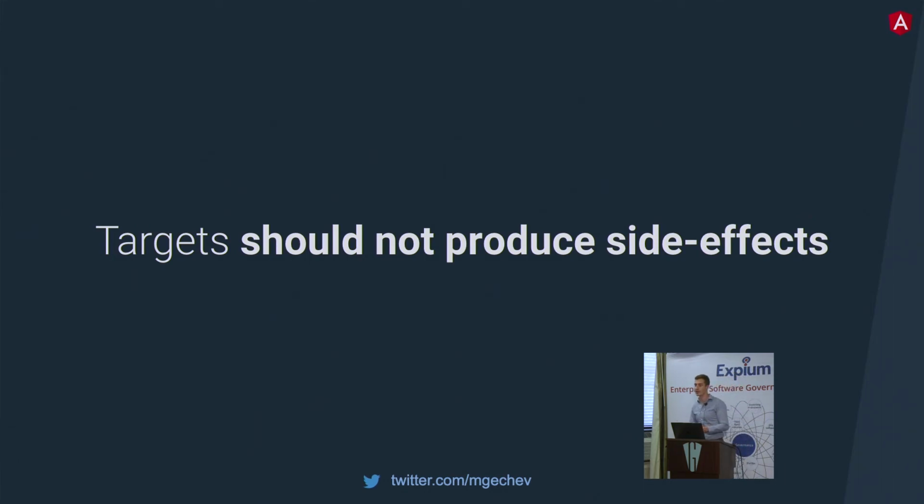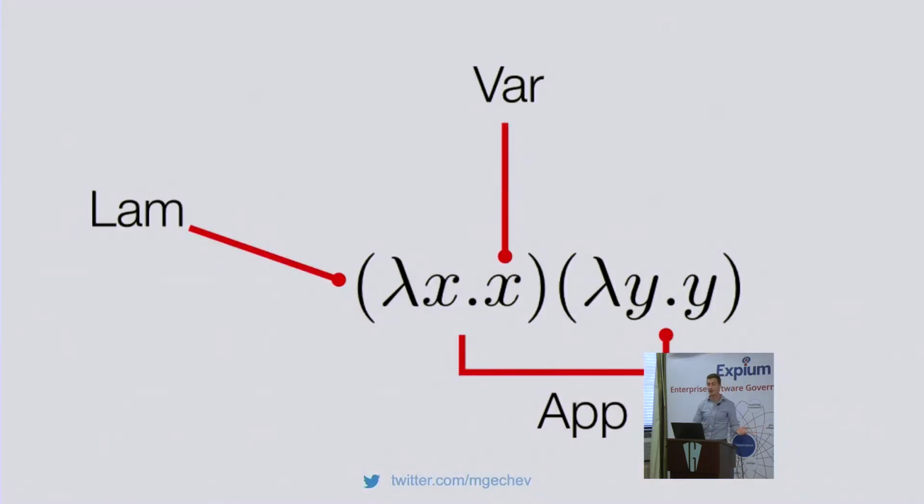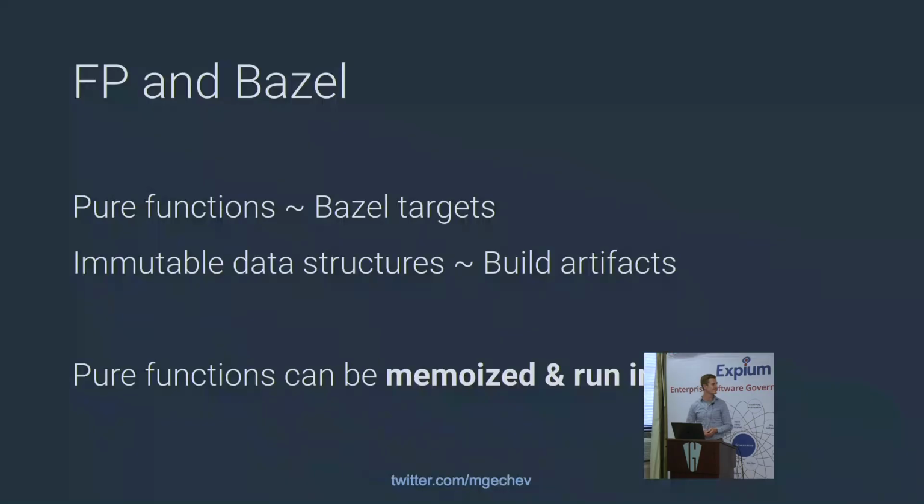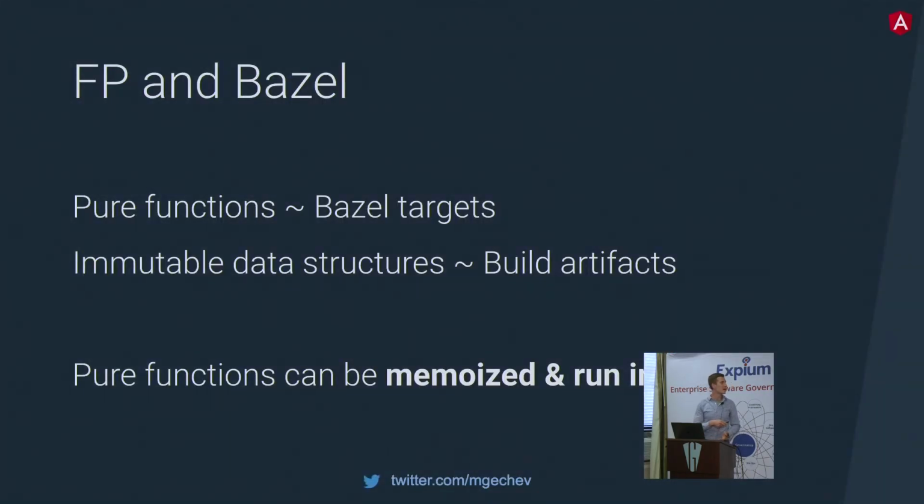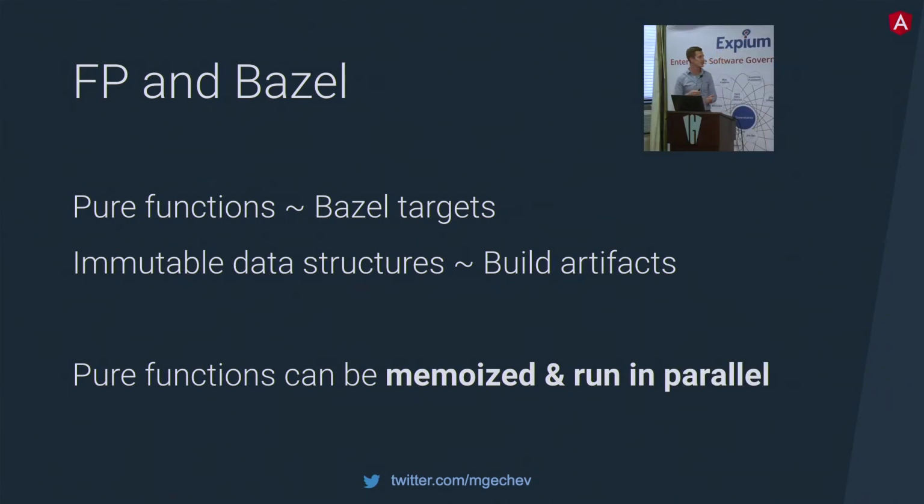So now we have the following situation. None of the rules produce any side effects, and all of them depend only on their inputs without any outputs. This is inspired by functional programming. We can think of the Bazel targets as pure functions and the build artifacts as immutable data structures, which allows us to apply very powerful built-in parallelism and memoization, which provides incrementality for our builds.